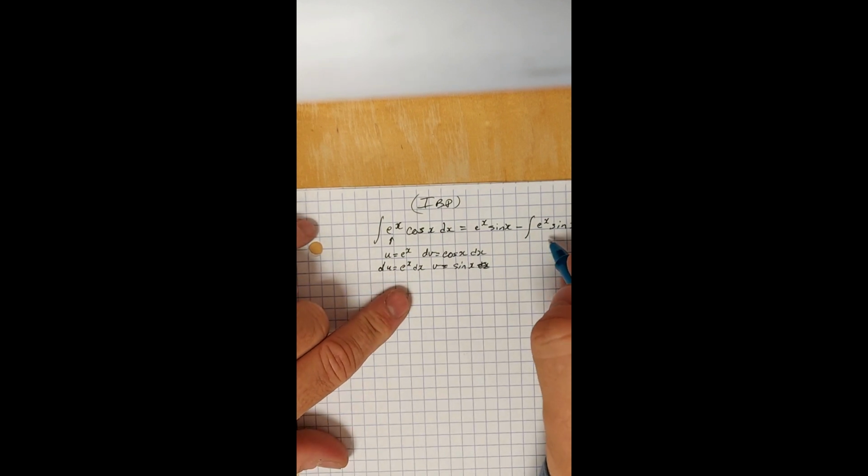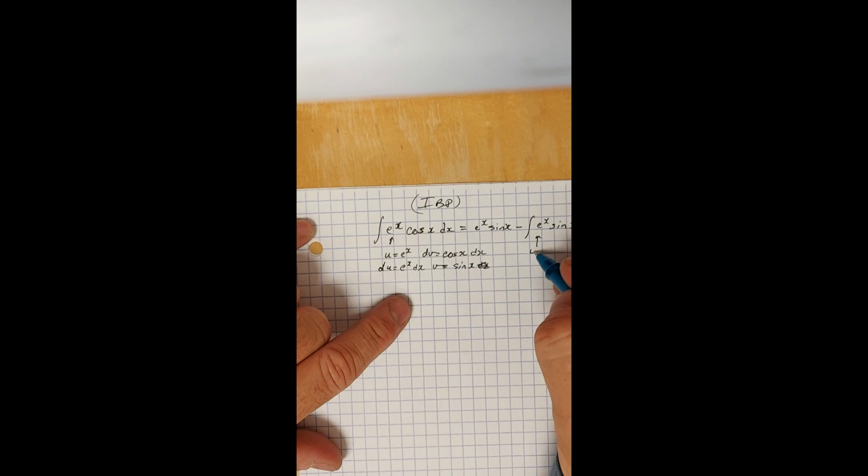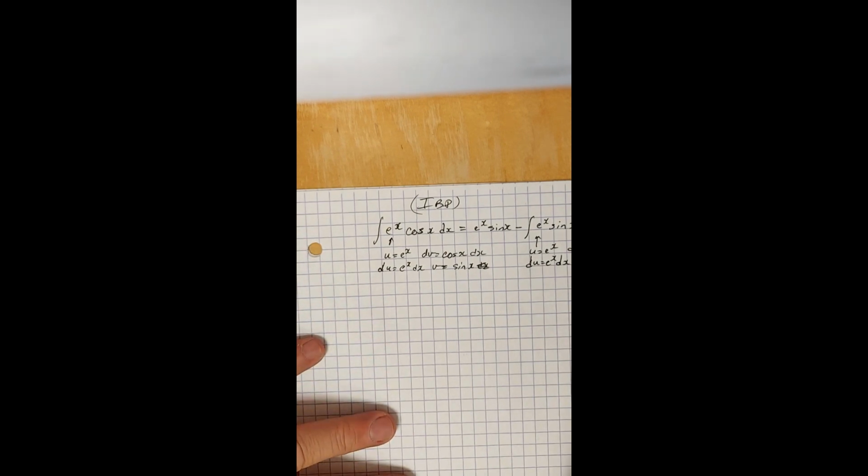Okay, and following the same trick, I'm going to let u equal e to the x. My dv is going to equal sine of x dx. du is going to be e to the x dx, and v is going to be negative cosine of x. Okay, so I can replace this then with this remaining result.